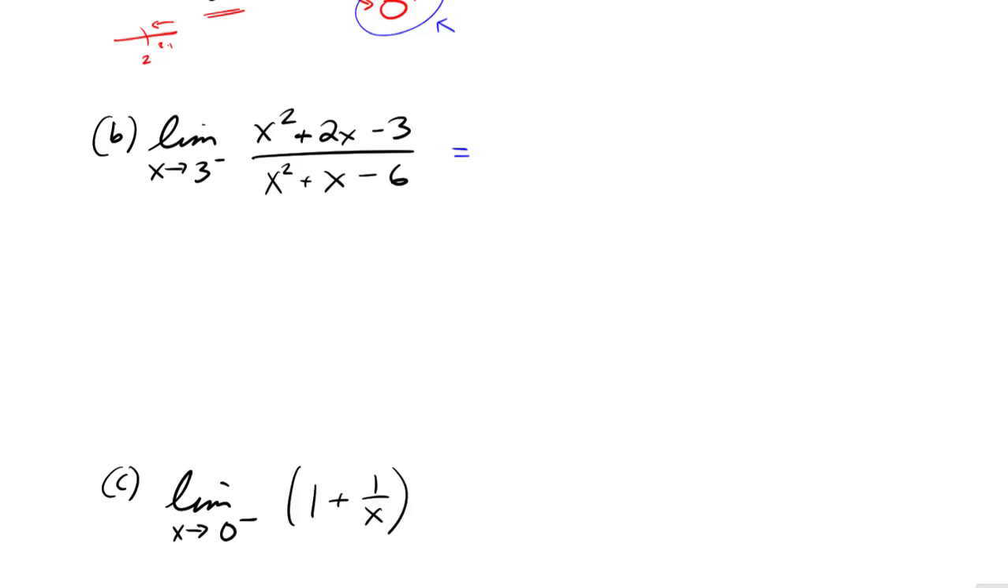Oh wait, sorry, this is a bit of a typo here. This should actually be approaching -3. I could do the limit approaching 3, but I want specifically what's going to happen when I push -3. So if I put -3 into the numerator, 9 minus 6 is 3 minus 3, I get 0. And if I put -3 into the denominator, 9 minus 3, 6 minus 6 is 0. So I've gotten this 0 over 0 situation.